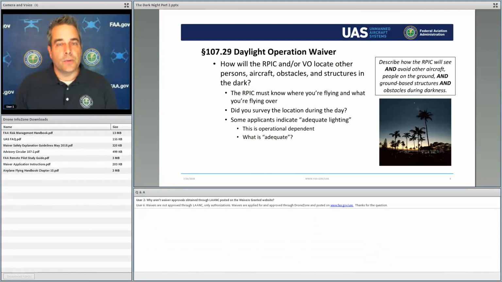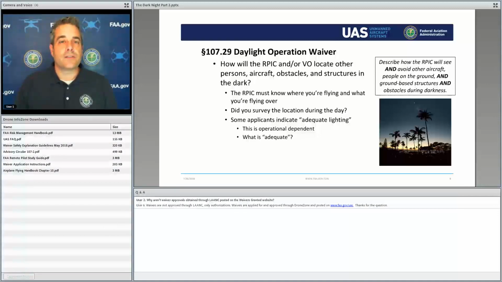So let's get right into it. Waiver safety explanation guideline question number 2 talks about wanting to know how you're going to, as the remote pilot in command, see and avoid other aircraft and people on the ground and ground-based structures and obstacles during darkness. That's a lot of information on the one topic.